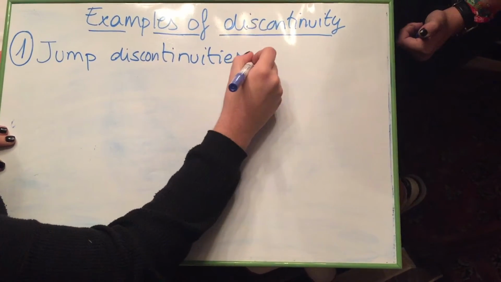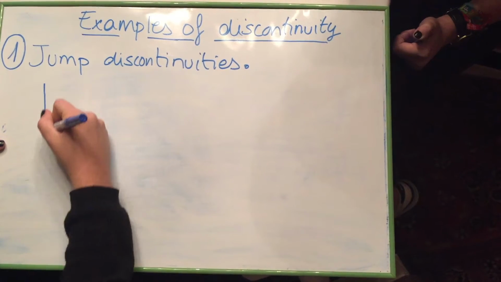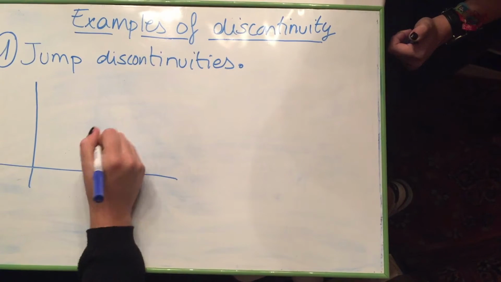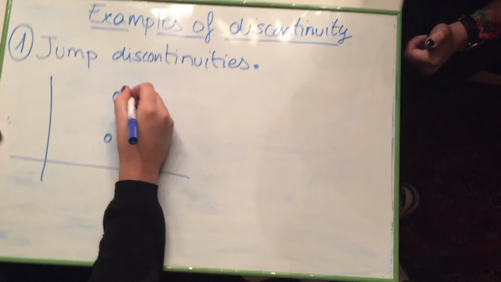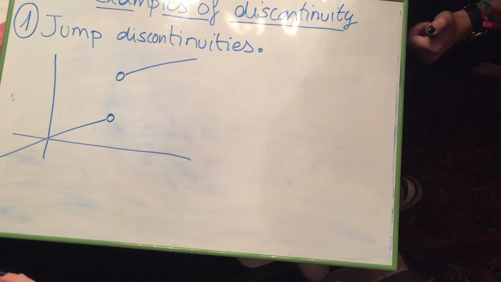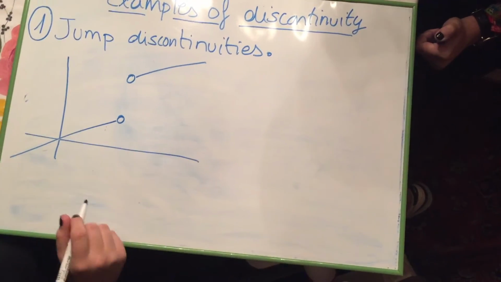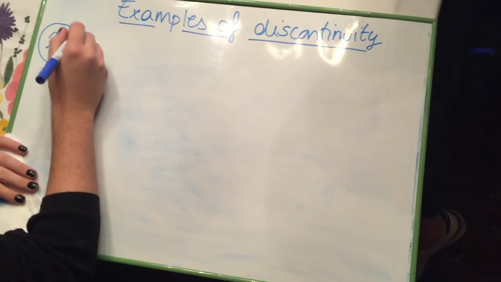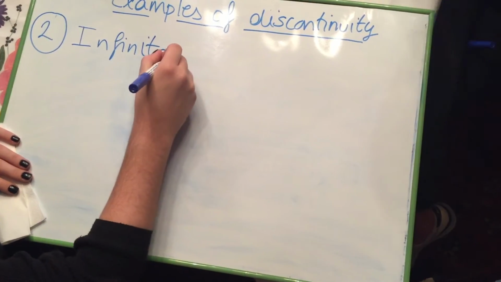In this graph, you can easily see that the limit of f of x when x goes to a from the left side is equal to L, and the limit of f of x when x goes to a from the right side is equal to m. The function is approaching different values depending on the direction x is coming from. The next discontinuity is infinity.